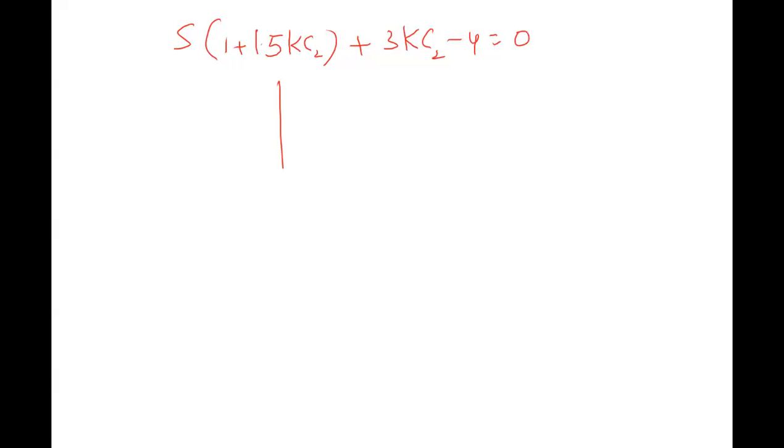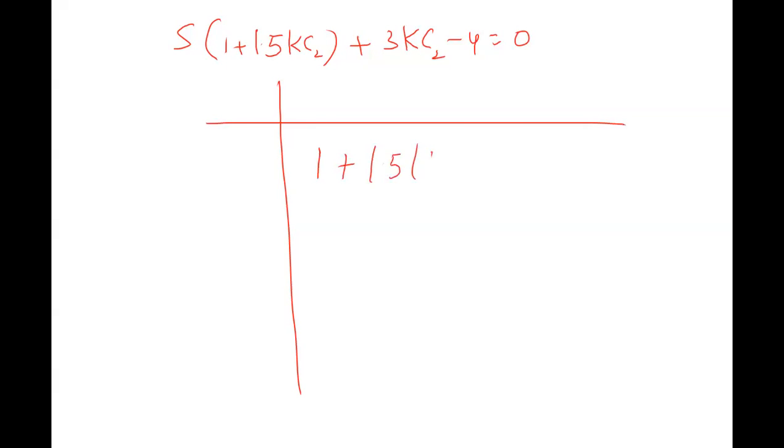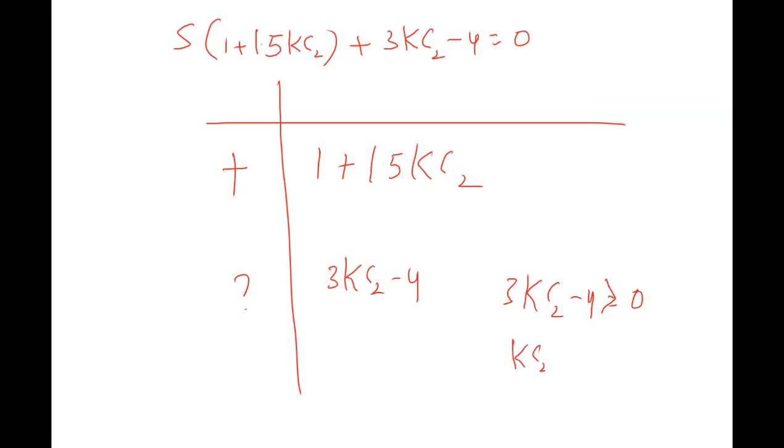How many rows will you get? Two rows. But the two rows will directly come from the equation itself. You don't need to do anything. So this is always positive. This is a question mark. So 3 Kc2 minus 4 greater than 0 means the system is stable. So Kc2 greater than 4 by 3 is stable.